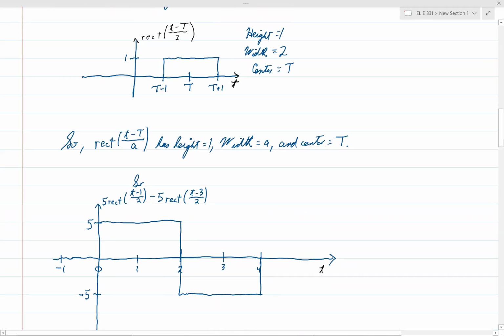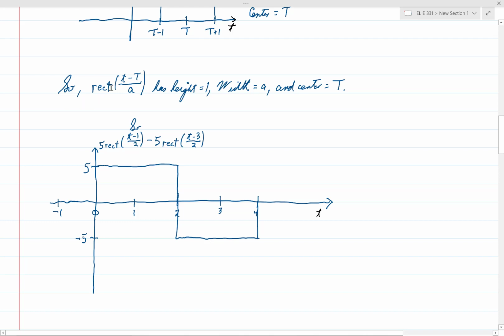And so we can generalize this and say that the rectangular function with argument little t minus capital T over A has a height of 1, a width of A, and it is centered at capital T. So now that we have determined that, we are ready to do this problem. Remember that in this problem, we were asked to plot 5 times the rectangular function of little t minus 1 over 2 minus 5 times the rectangular function of little t minus 3 over 2.